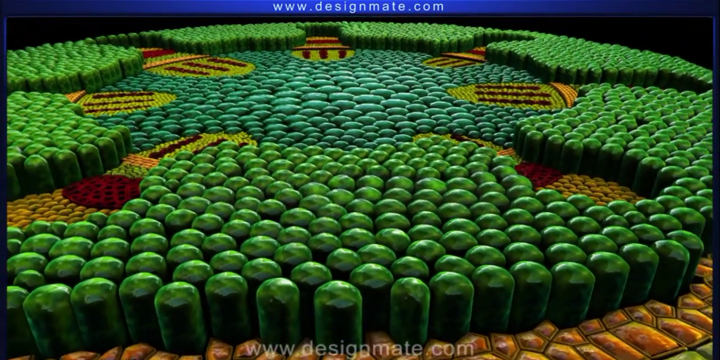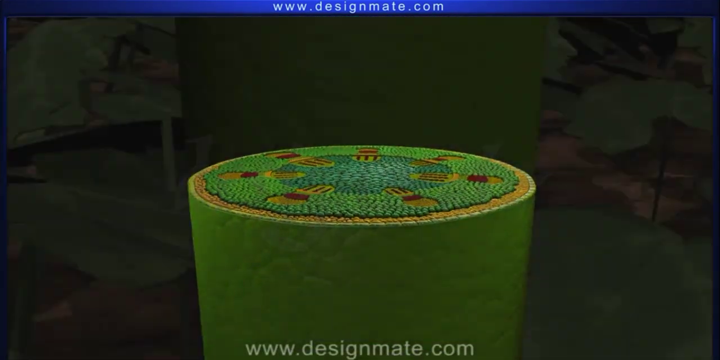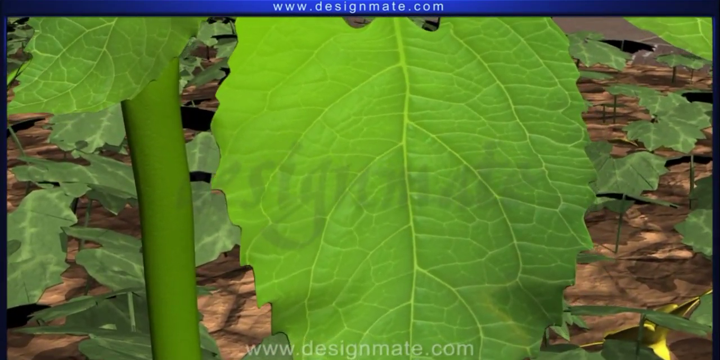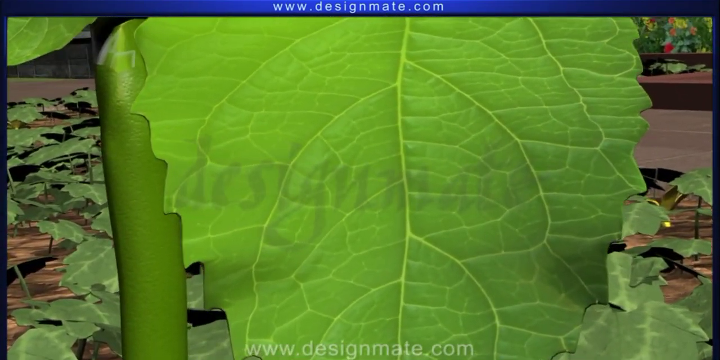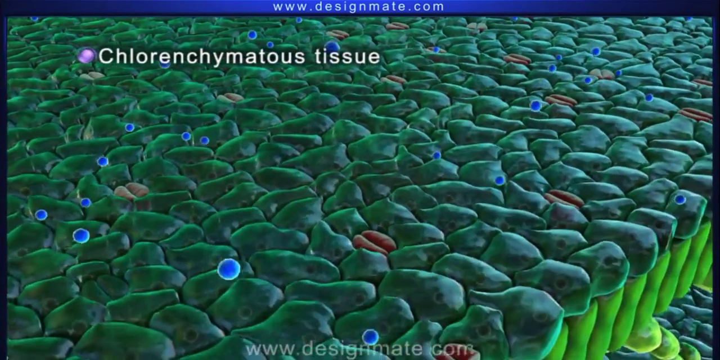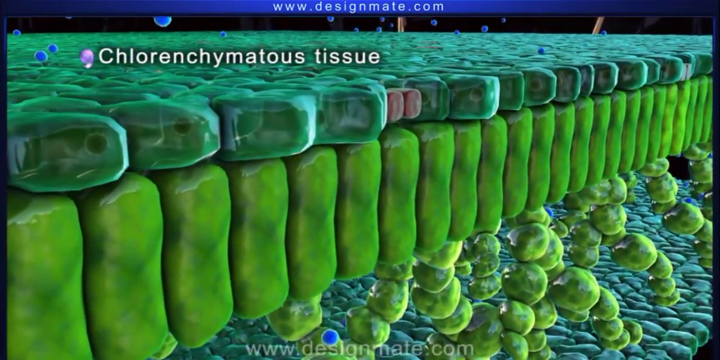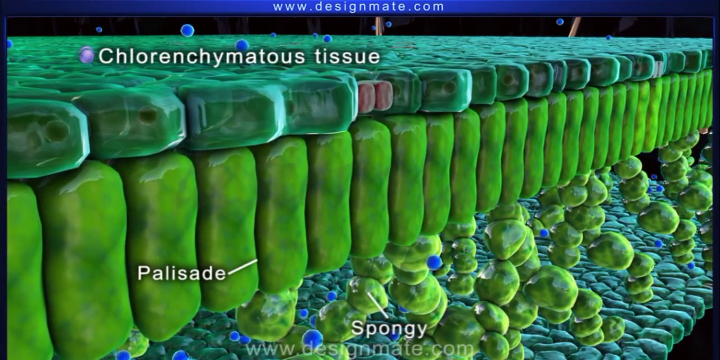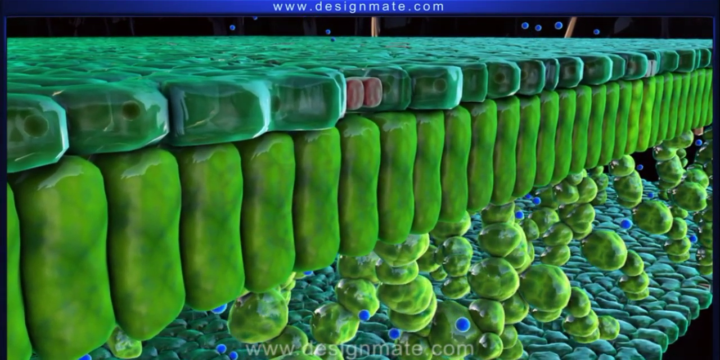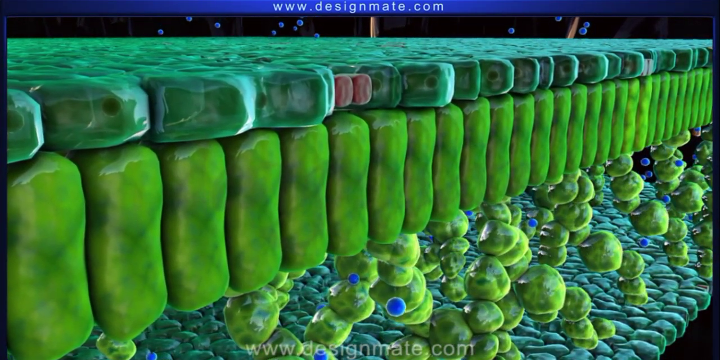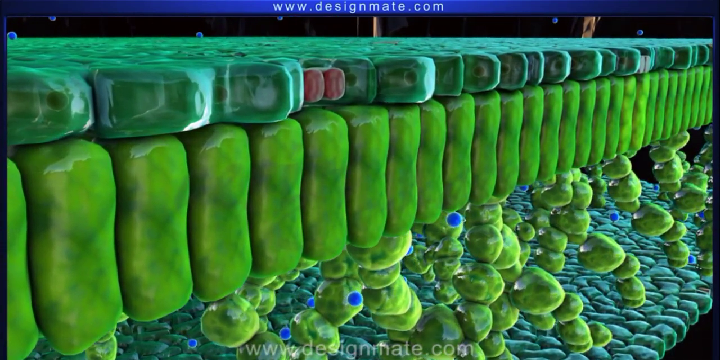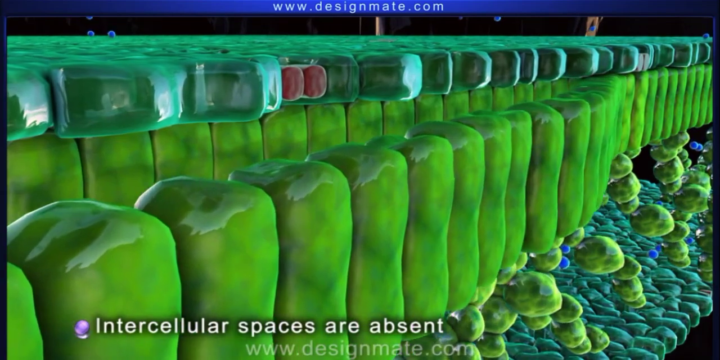To understand another group of tissues, let us now focus on the transverse section of a leaf of a plant, which contains another type of tissue called the sclerenchymatous tissue. It has two parts, palisade and spongy sclerenchyma. The palisade cells are columnar and are arranged at right angles to the upper surface of the leaf. The intercellular spaces are absent.